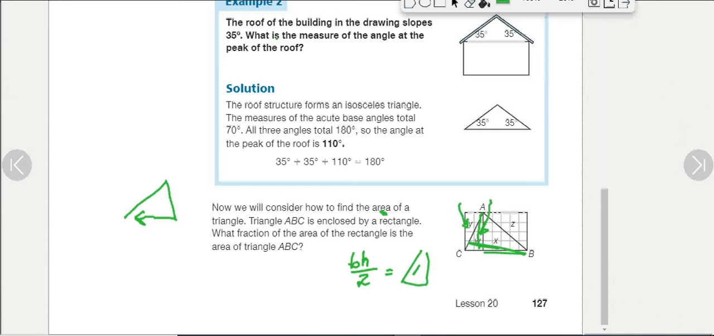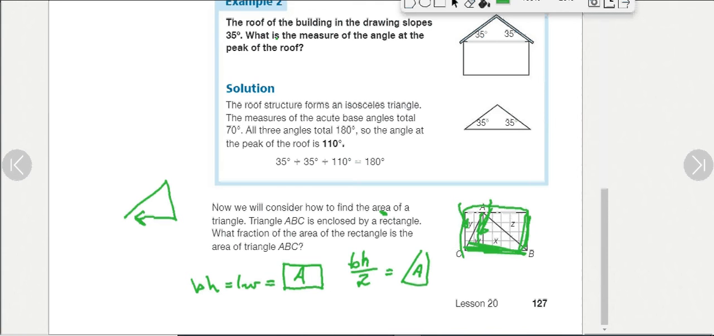Do you know why that is? Because if we just did bottom times top, which you could also think of as length times width, what we're really doing is finding the area of the entire rectangle around it. So if you were to find base times height, what would you be finding? You'd be finding all of this.